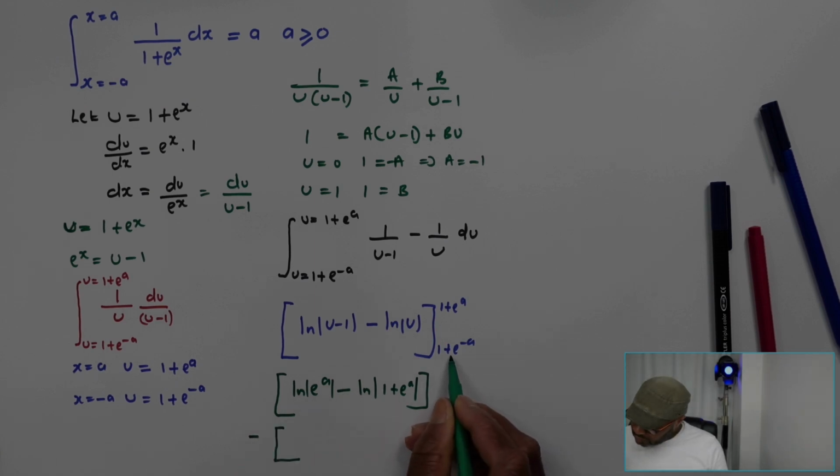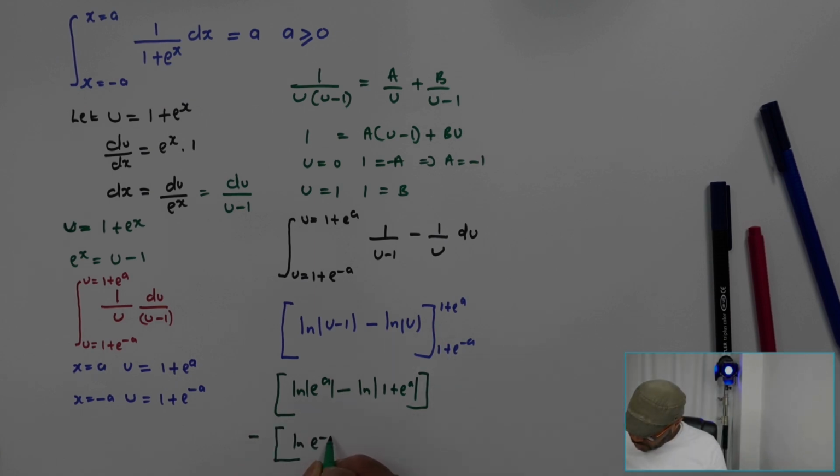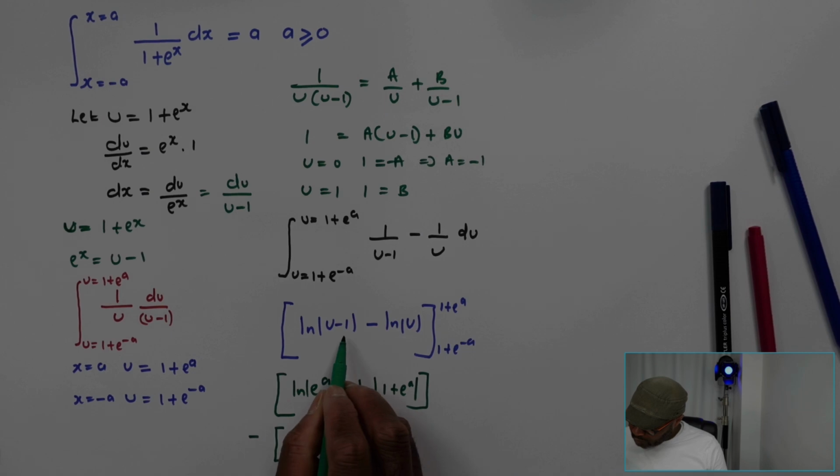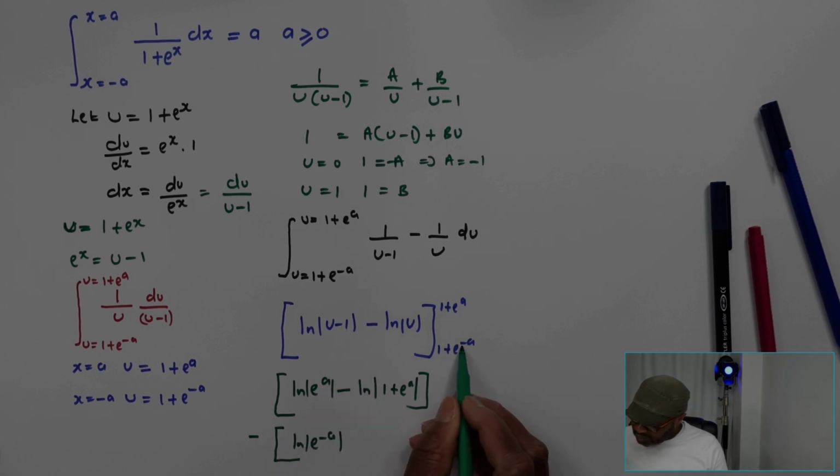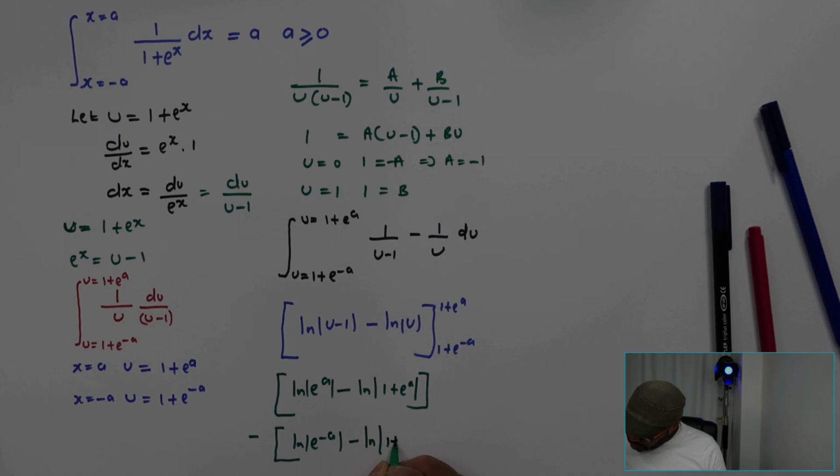Now I'm going to do this, so that'll be ln e to minus a, because if I put 1 there, 1 will cancel that one, and I'm going to get e to minus a minus ln 1 plus e to the power minus a. So this is a divide, that's a divide, and that's a divide. So I got 3 divides.